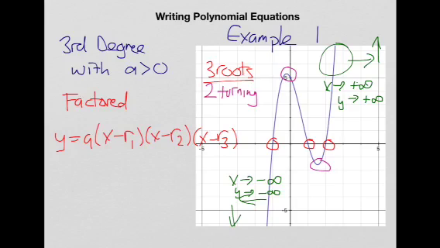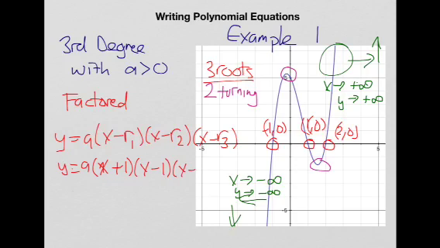Now, looking at the graph, I can read what those roots are. This one is at negative 1, 0. This one is at positive 1, 0. This one is at positive 2, 0. So my equation is going to be a times x minus a negative 1 times x minus a positive 1 times x minus a positive 2. And we're most of the way towards getting our equation.